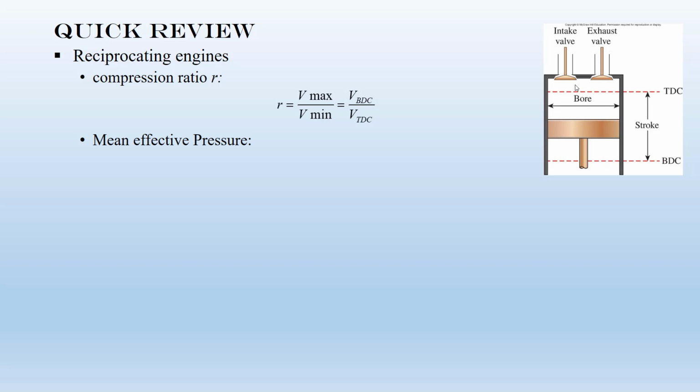Then we defined the mean effective pressure. It's a fictitious pressure, and based on the definition, the mean effective pressure is W net over Vmax minus Vmin. So we can use the MEP to compare the performance of several reciprocating engines with the same size. The higher MEP means the higher W net, so we prefer to select engines with the same size and higher MEP.